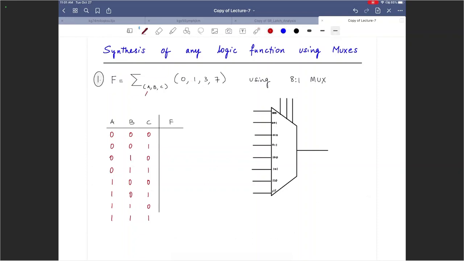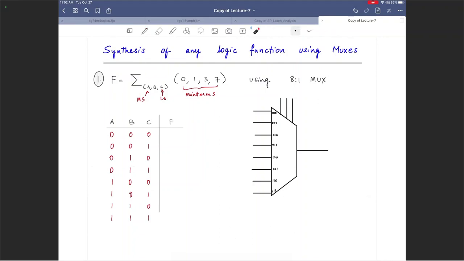So this is my most significant input here, this is my least significant input here, and these are my min terms. Min term 0 plus min term 1 plus min term 3 plus min term 7 makes it function f. Now, the example that we are doing right now is how do you synthesize f using an 8 to 1 mux? And this is going to be very, very easy to do.